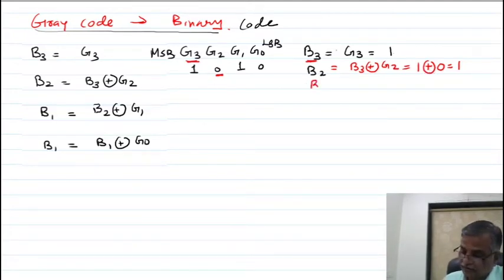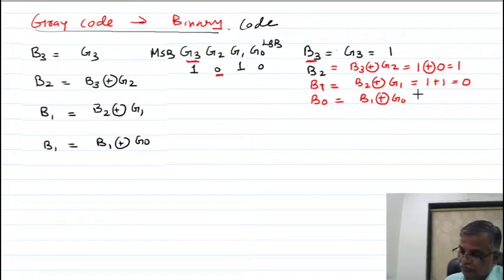Now B1. How to write B1? Look here, B2 and G1. What is B2? B2 is 1. What is G1? G1 is 1. My answer is 0. Then B0. What is B0? B1 exclusive OR G0. What is B1? 0. G0 is 0. What is the exclusive OR? Answer is 0.